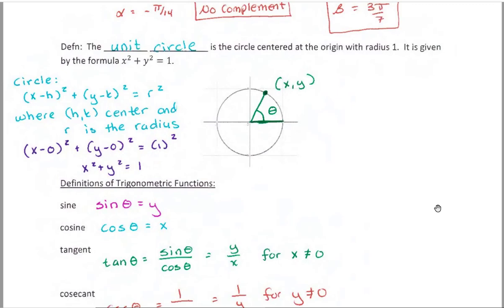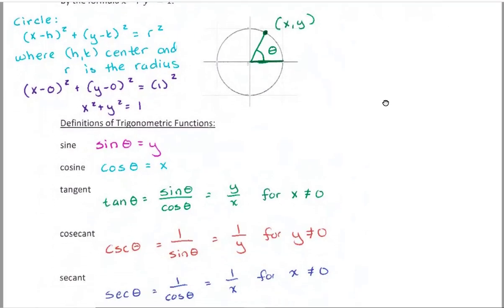Now we're going to get into a big definition of the unit circle. The unit circle is the circle that is centered at the origin that has a radius of 1. And it's given by the formula x squared plus y squared equals 1. Well, I'll show you where that comes from.